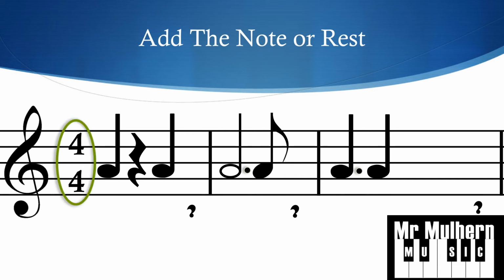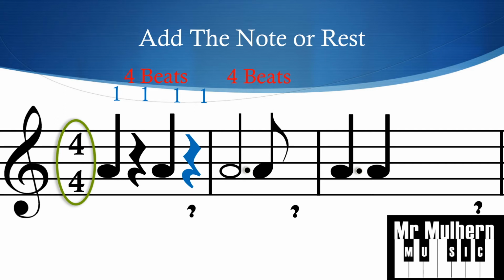So we're in 4/4, 4 beats in a bar. We've got a crotchet worth 1, crotchet rest worth 1, a crotchet worth 1. Which means we need 1 more beat to fill the bar. I'm going to add a rest to this bar. Crotchet rest for 1 beat.